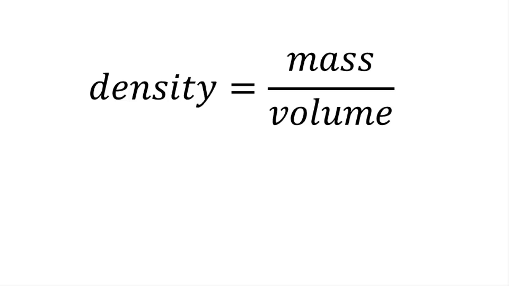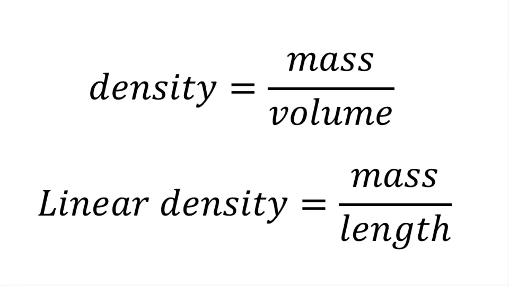In summary, mass density is defined as a ratio of an object's mass to its volume and has a unit of kilograms per meter cubed. In some industries, it's convenient to use linear mass density instead, which is the mass of the object divided by its length and has a unit of kilograms per meter.